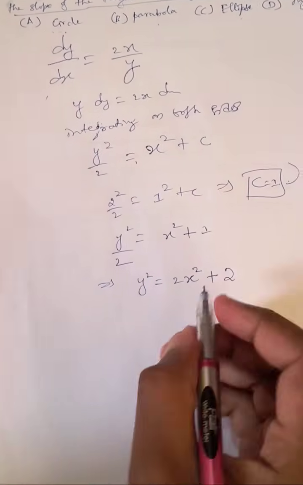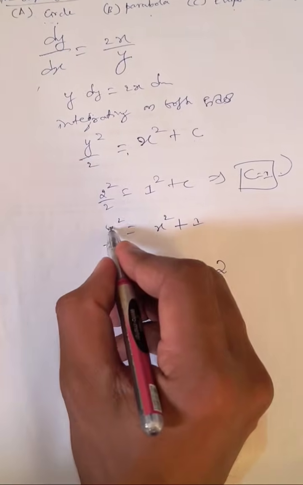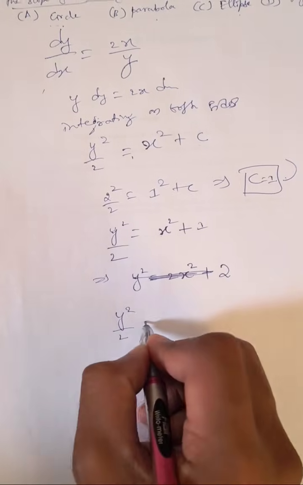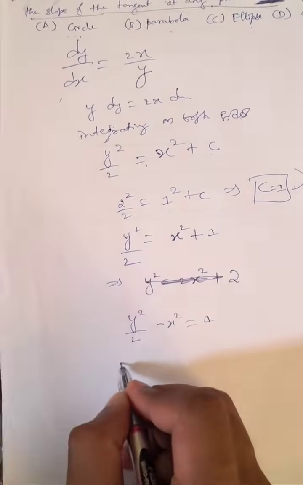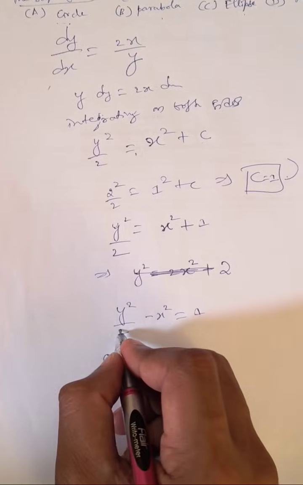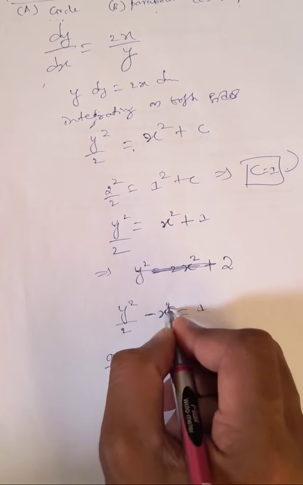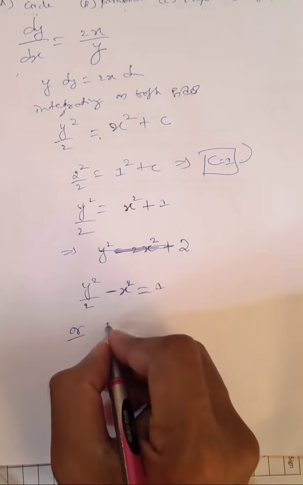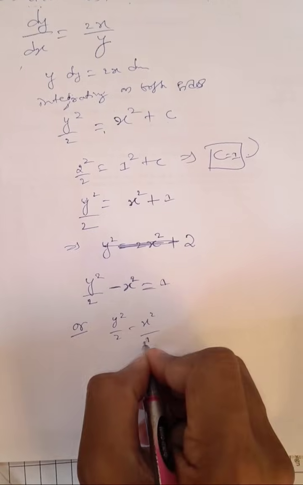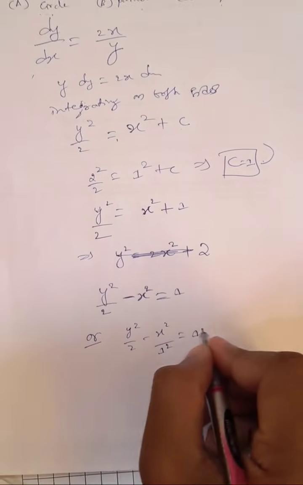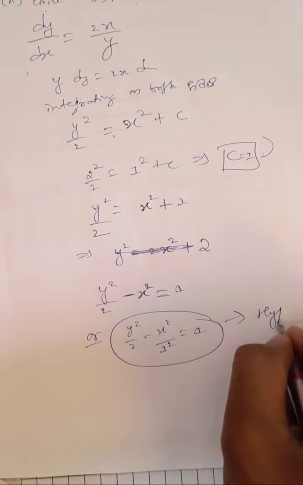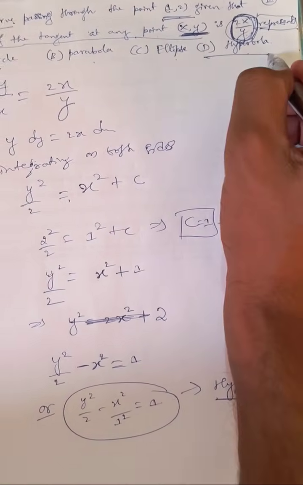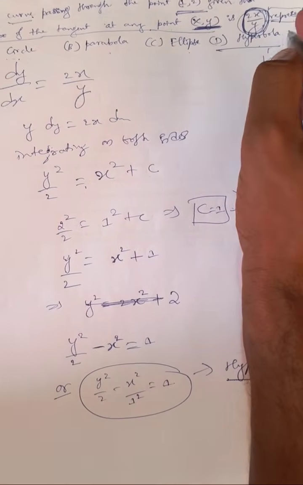Otherwise, take this x square to this side. So what will you get? Y square by 2 minus x square is equal to 1. Otherwise, this becomes y square by 2 minus x square by 1, which can be written as 1 square, equal to 1. What equation is this? This is an equation of a hyperbola. So that is option D. This is the correct answer. Is it clear, students? Thank you so much.